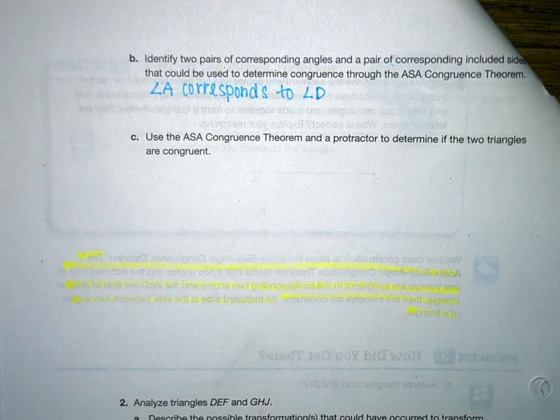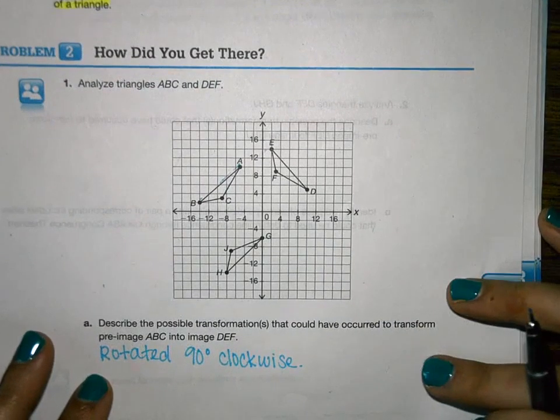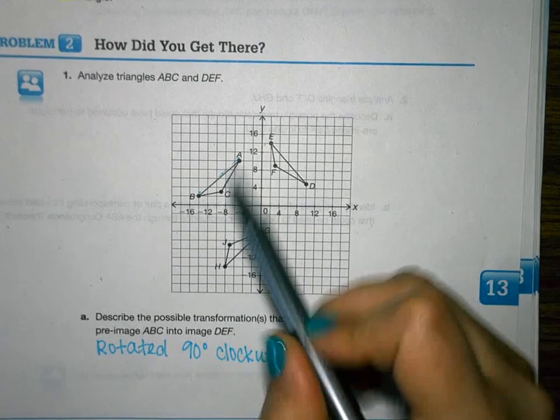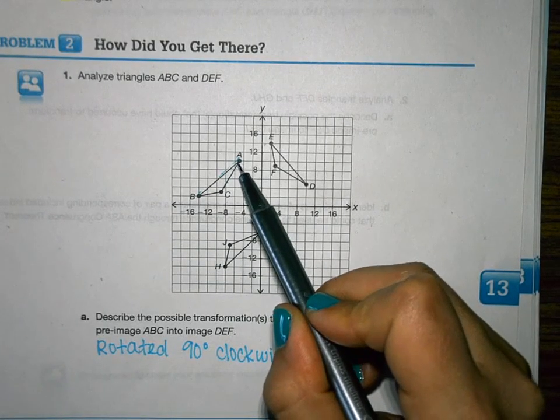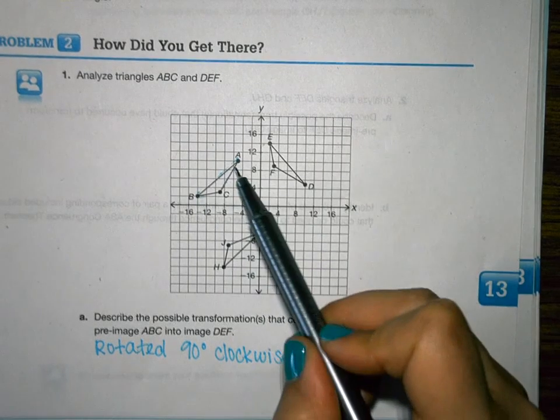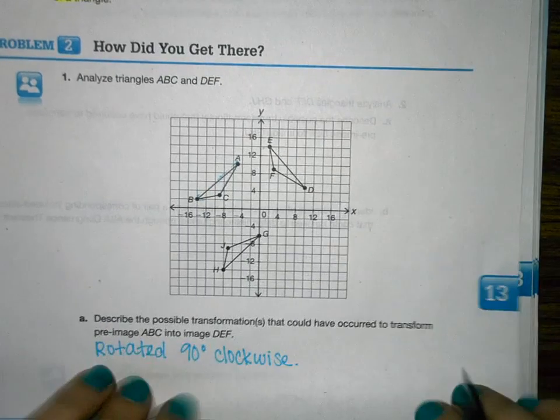So angle A corresponds to angle D. Then I'm also going to use angle B, so that means the side that's included between angle A and angle B is segment AB. So the side that corresponds to AB would be DE.